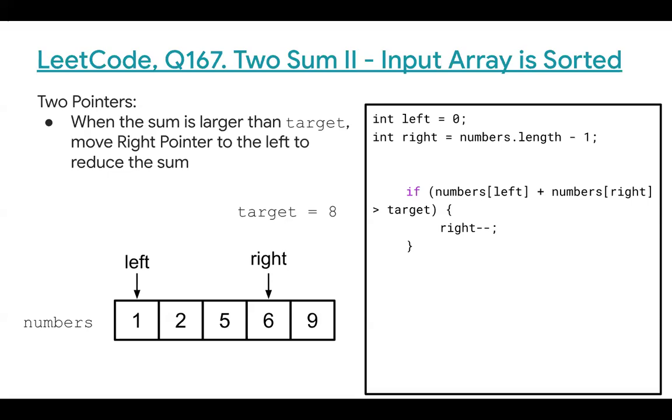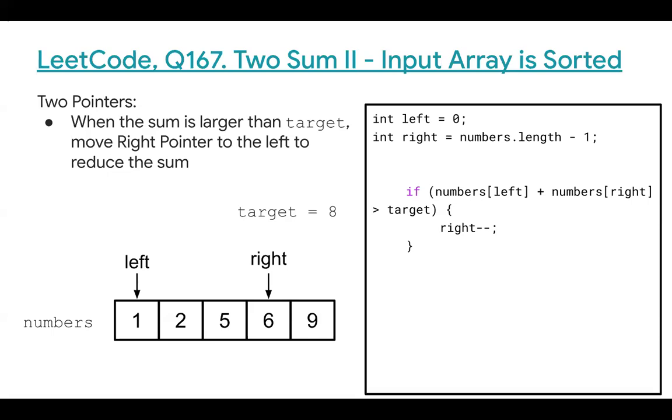Okay, this time 1 plus 6 is 7. But unfortunately, it is still not equal to 8. In fact, it is now smaller than 8. Right? When the sum is smaller than 8, what shall we do? Now, similarly, we will want to increase the sum, right? How can we do that?